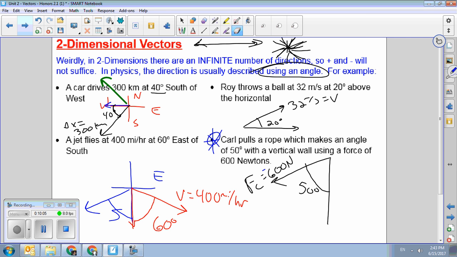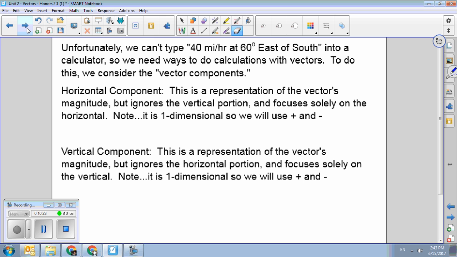And like I say, this description is not enough, because there's no way of knowing if he's pulling up at 50 degrees or down at 50 degrees. But anyway, this is how we describe the direction of a two-dimensional vector. Now, unfortunately, you can't type 60 degrees east of south into a calculator. So to do that, we need to find a way to deal with these vectors in a calculator.